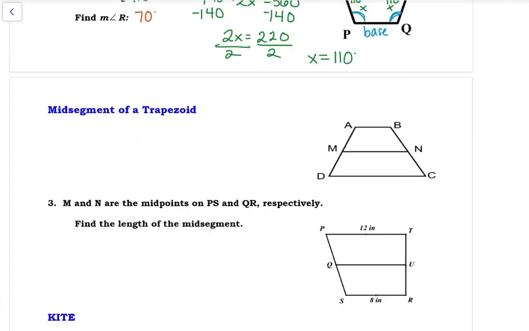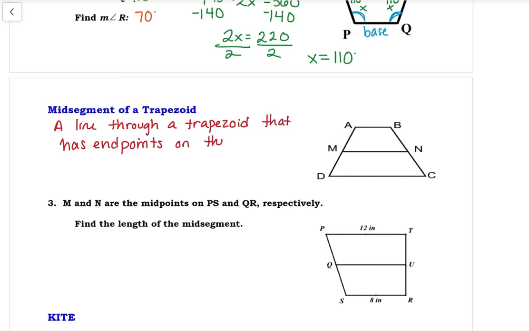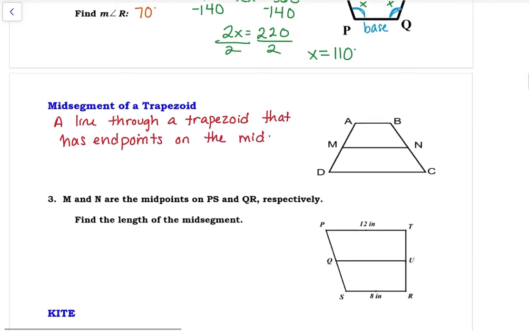So the next definition we're going to do is called the midsegment of a trapezoid. So the midsegment is a line through a trapezoid that has endpoints on the middle of the legs and is parallel to the bases.